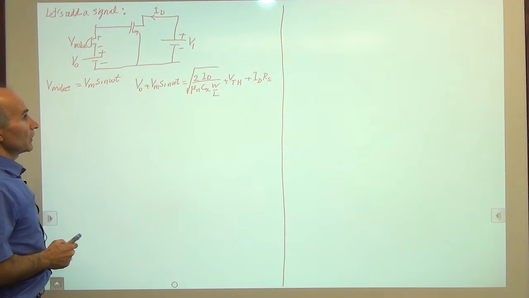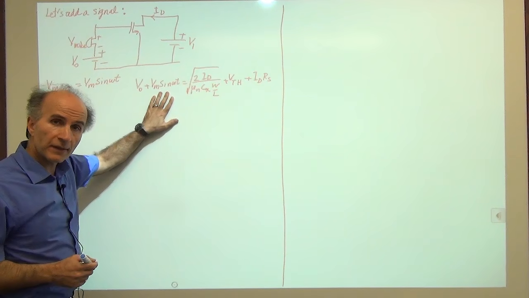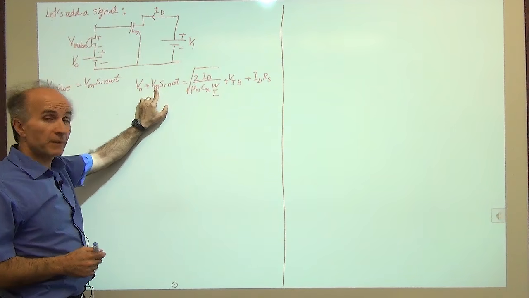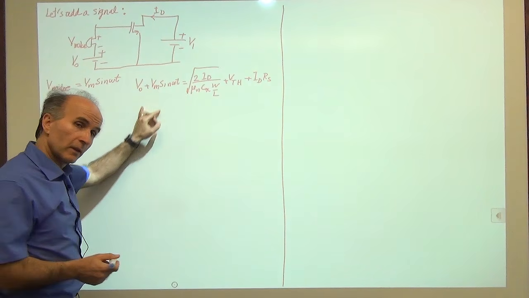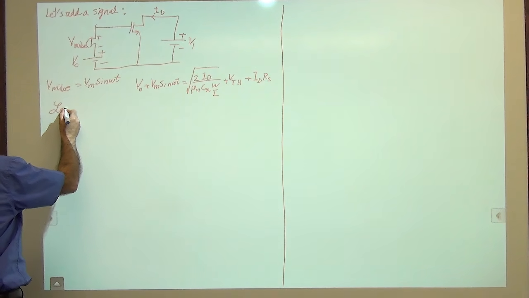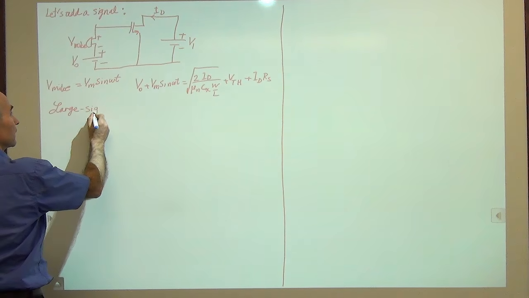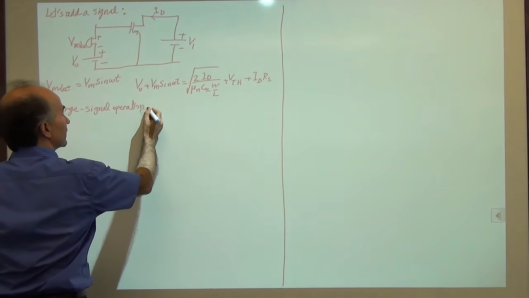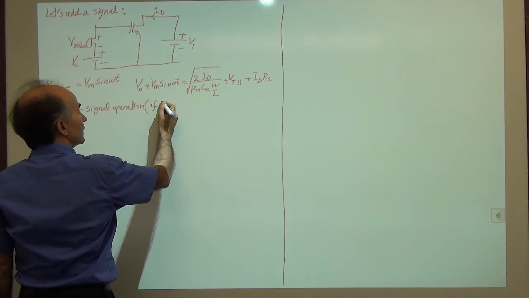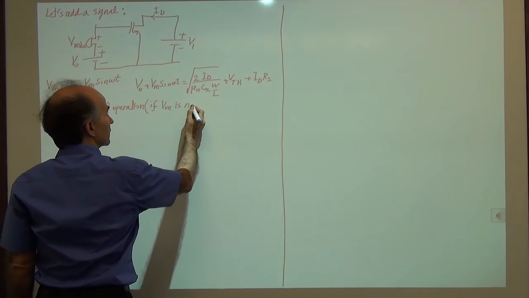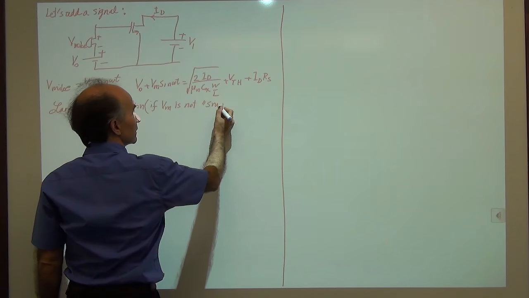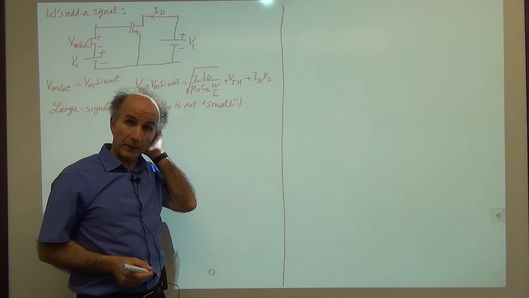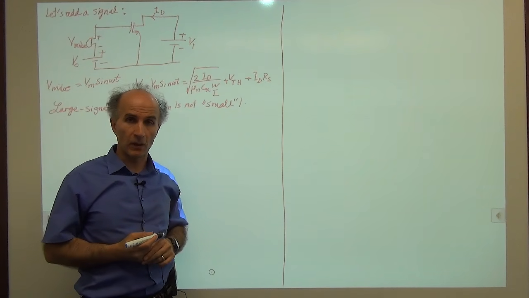All right. So this is what we call large signal operation. Why? Because I never mentioned whether this Vm is small or not. So in the general case, it might be large. So we say large signal operation if Vm is not small. Now, we don't know what small means. Small with respect to what? But that's okay. For now, just assume it's not small.